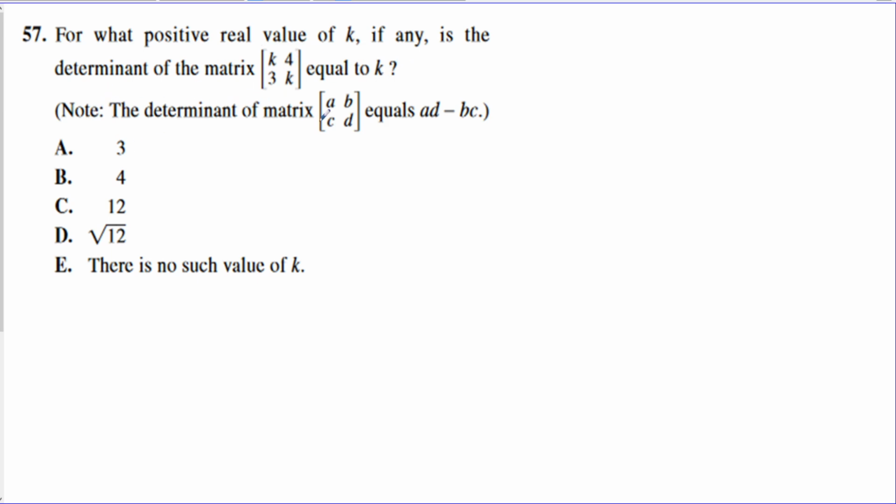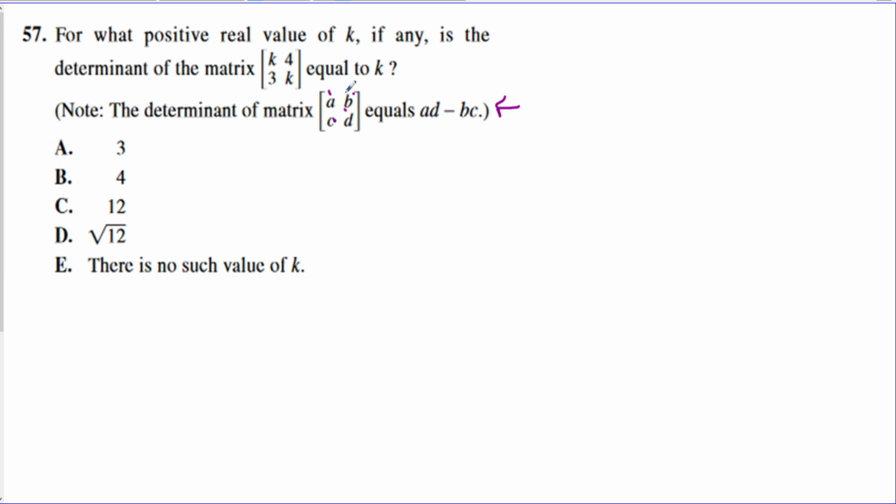So note the determinant of this thing equals AD minus BC, okay? So this is a little bit of linear algebra, but you don't need to really know anything about linear algebra except what they just told you right here. So here's what this problem's saying. When is the determinant equal to k? To find the determinant, I'm going to multiply together a times d, which are these two values, and a minus b times c, which are these two values.